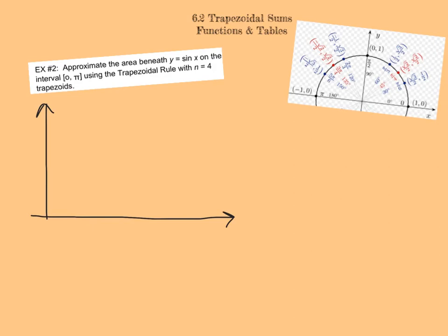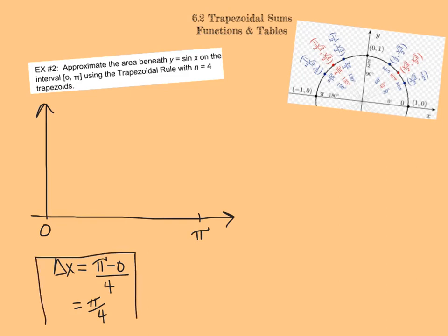Our delta x is b minus a, so our upper limit minus our lower limit, pi minus 0, divided by n, how many trapezoids? So our delta x is pi over 4. So we're going from 0 to pi, and we obviously want to split it into 4 parts, so each one is 1/4 of a pi. That makes intuitive sense, but we can just use this formula if we need to.